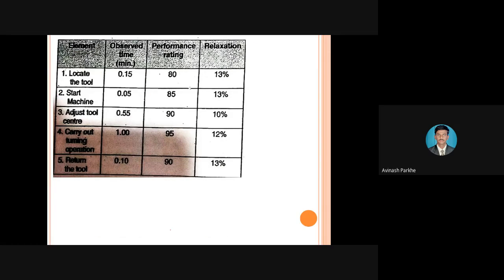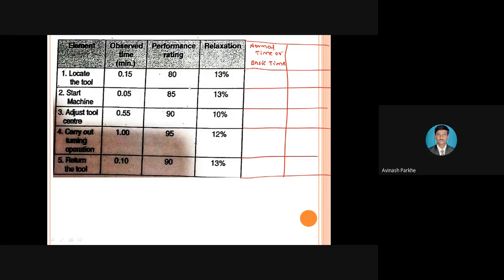Let us see. I have taken this particular table once again as it is. Now, first of all, I have to calculate the normal time, or basic time. I will do a sample calculation once again, for element number 1. Normal time is equal to observed time into performance rating divided by 100.